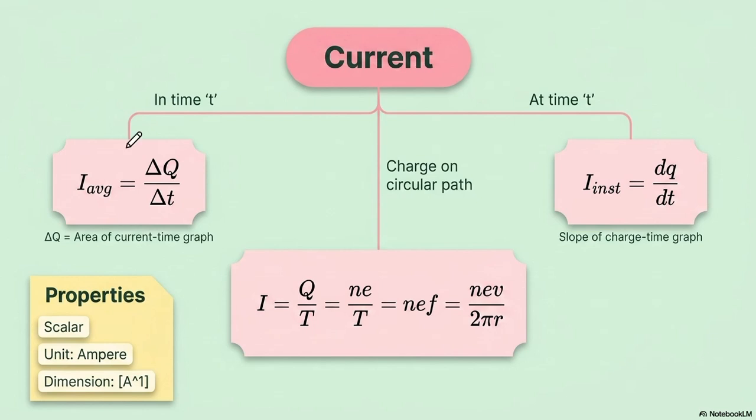So the simplest formula of the current is average current, which is nothing but delta Q by delta T, rate of change of charge by time. So current is a scalar property, SI unit is ampere and the dimension is A1. Other formulas of current are Q by T, Ne by T, Nef or Nev by 2 pi r. And this is the instantaneous current.